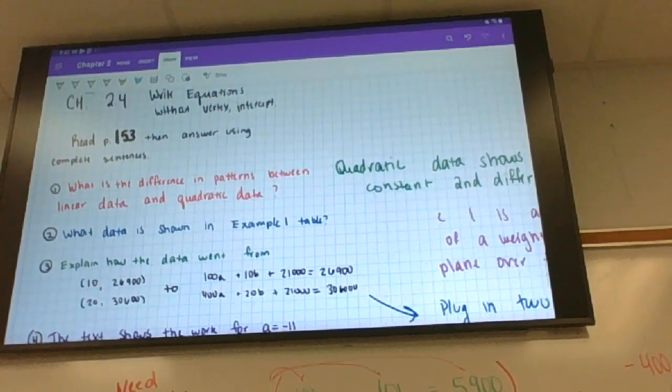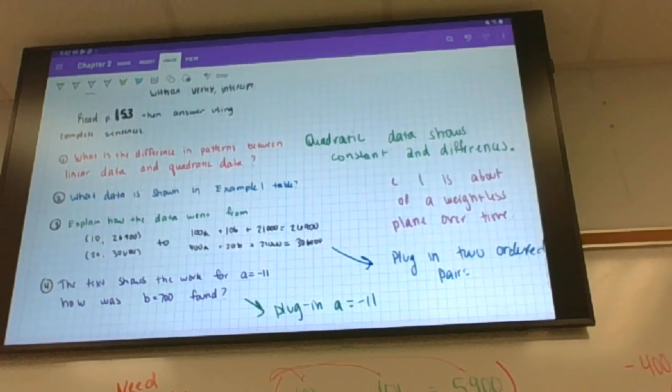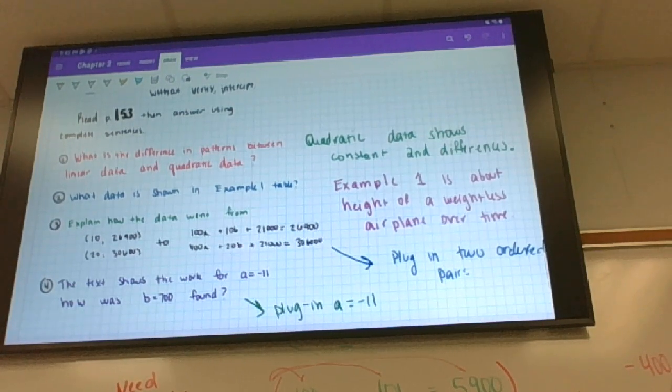So number 2, I asked what the data is talking about, and I erased my answer. It's about the height of a weightless airplane over time. Okay, I was looking for something like that. It's really to get you to actually read the words. I know it's easy. You guys have to read textbooks all day long. So really, actually read it.